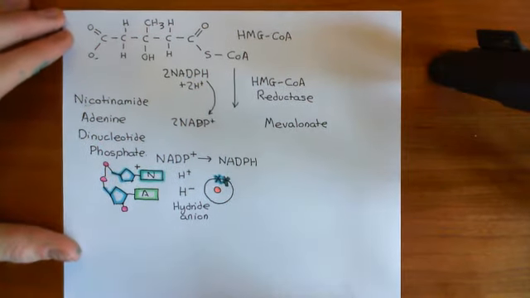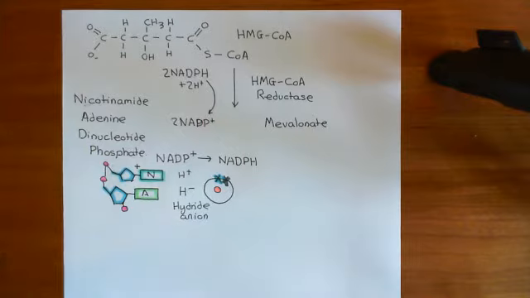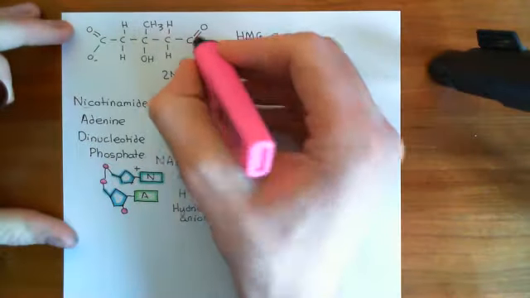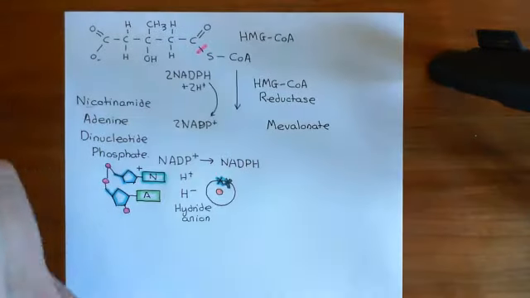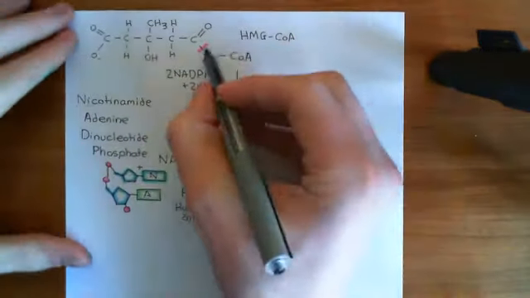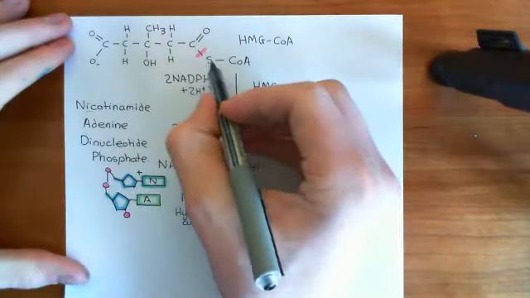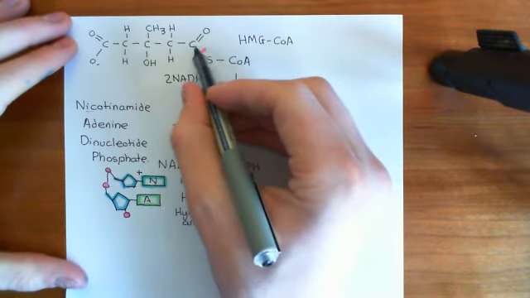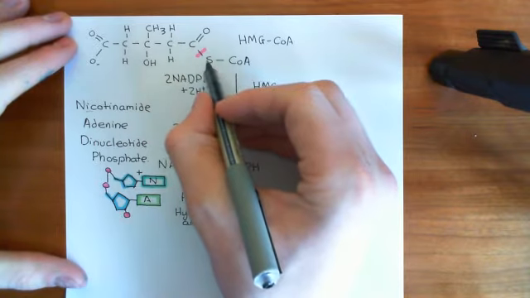So what are we going to do? Well, this isn't an electronic mechanism, but it's just to help you understand what's on one side of the equation adds up to what's on the other side. So we're going to break this bond between the carbon atom and the sulfur atom of the coenzyme A molecule, and then we're going to send one electron back to the carbon and one back to the sulfur atom.